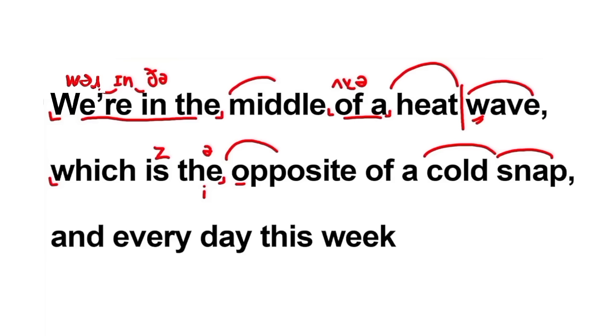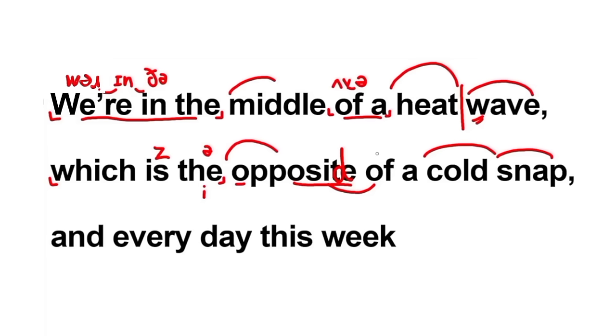Which is the opposite of a cold snap. Opposite of a cold. So these words are all linked together. The T becomes a flap T, which links into the next word. Opposite of a cold snap. But all of these words link together. There's no break. There's no choppiness. Which is the opposite of a cold snap.